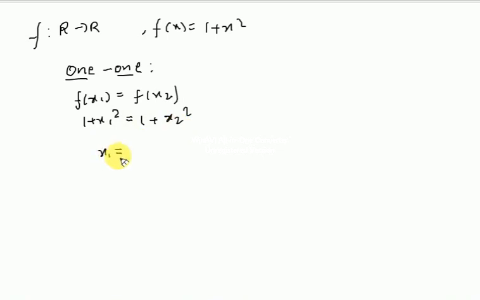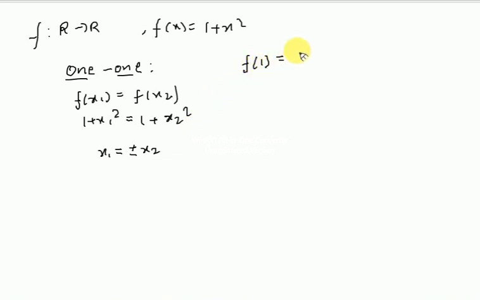Many times students will write x1 = x2, but x1 = plus or minus x2, since it is defined from R to R. If it is defined from N to N, obviously x1 = x2, hence it is one-one. But on this R, it is not one-one, because f(x1) = f(x2) does not imply x1 = x2. Otherwise, you can give a counter example also.